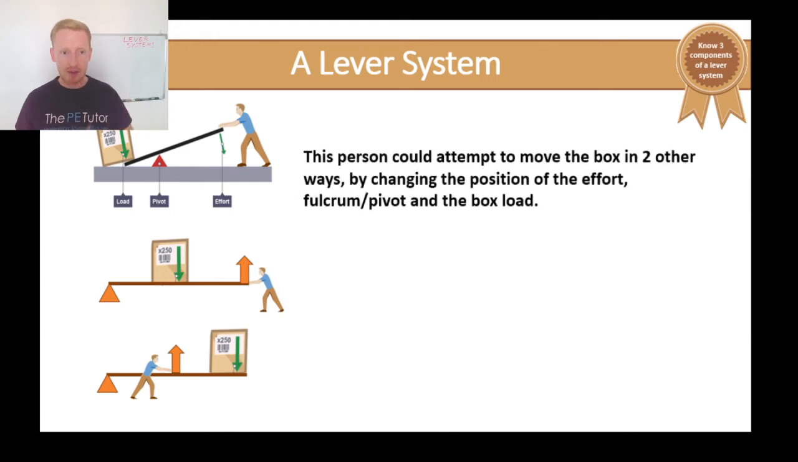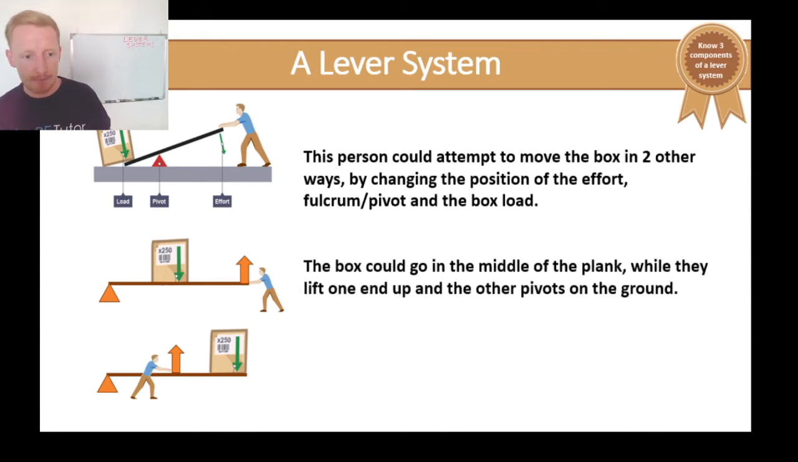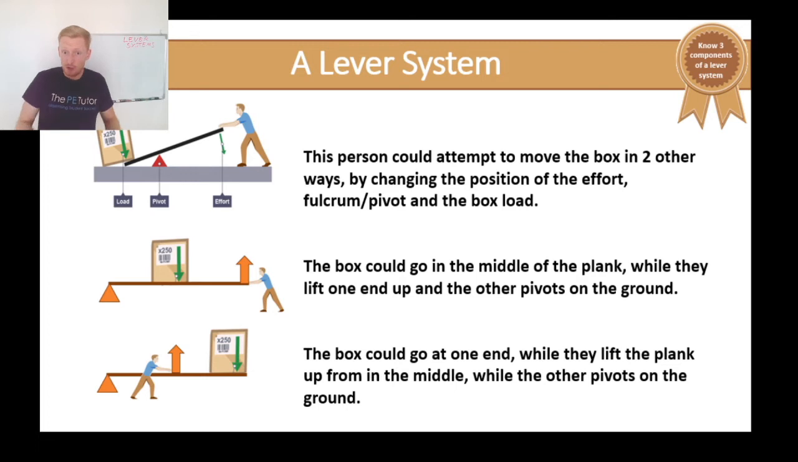So let's have a look at how this person could have changed it up. Well, in that middle option there, if they wanted to lift this box, then they could have set this lever up by having the fulcrum at the other end and the box in the middle, and then he's lifting from the other end. He could have stood in the middle with the pivot behind him. He could pull on that plank of wood and try and lift the box, which is at the other end. So all three of these could have happened, but they've decided to go for the one at the top.